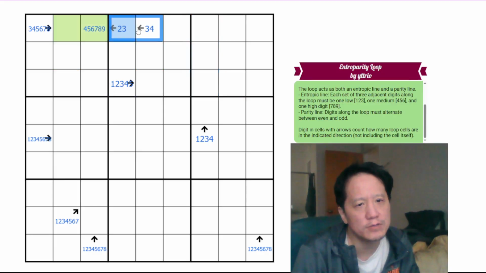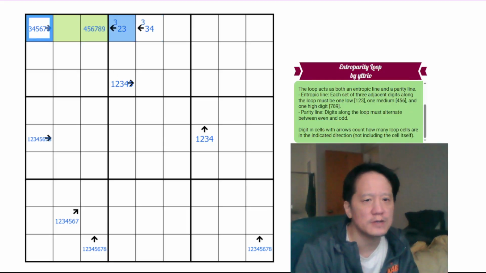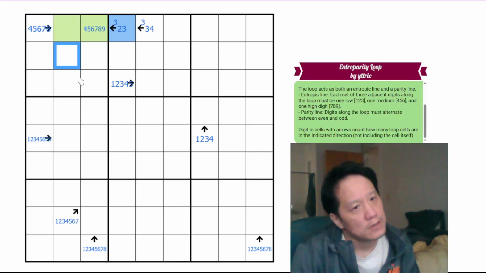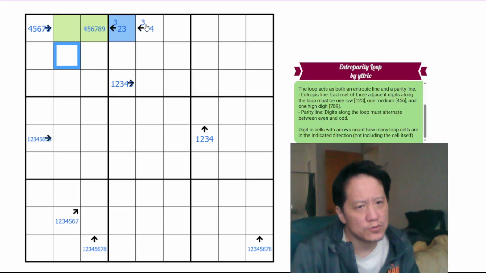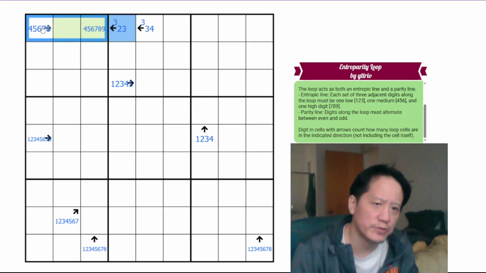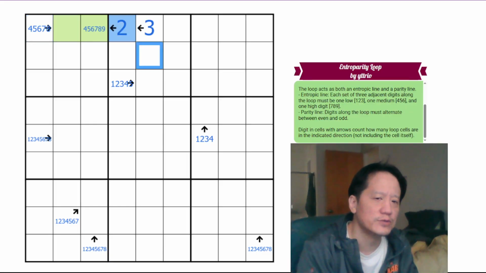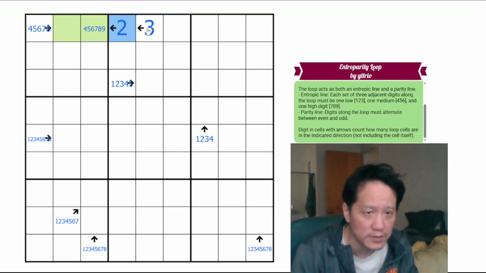Yeah, so we know one of these is 3. That means this has to be at least 4. Let's assume this is 3 and 4. So then that goes all the way in. This would have to be a low number, and that's not possible. So this has to just be 2 and 3. So this is 2 and 3, which means this is not on the loop.